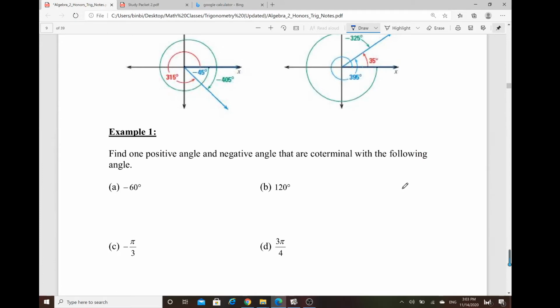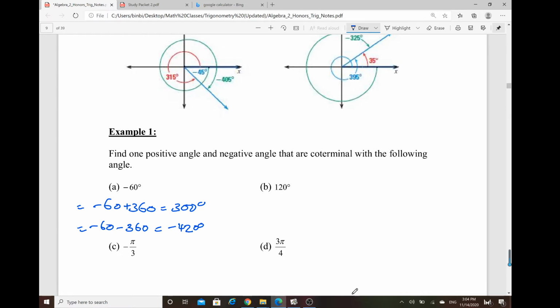Find one positive angle and one negative angle that are coterminal with the following. For this one, there's no need to draw any standard positions of the angle. For negative 60, we just need to add 360, then that'll be 300 degrees. And to get the negative coterminal, simply subtract 360. So negative 60 minus 360 is negative 420 degrees.